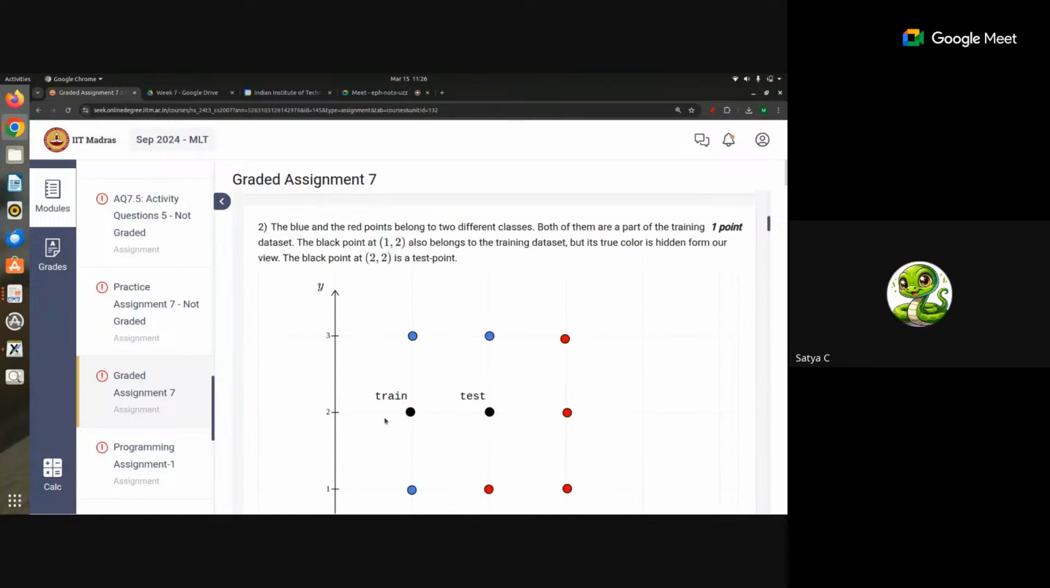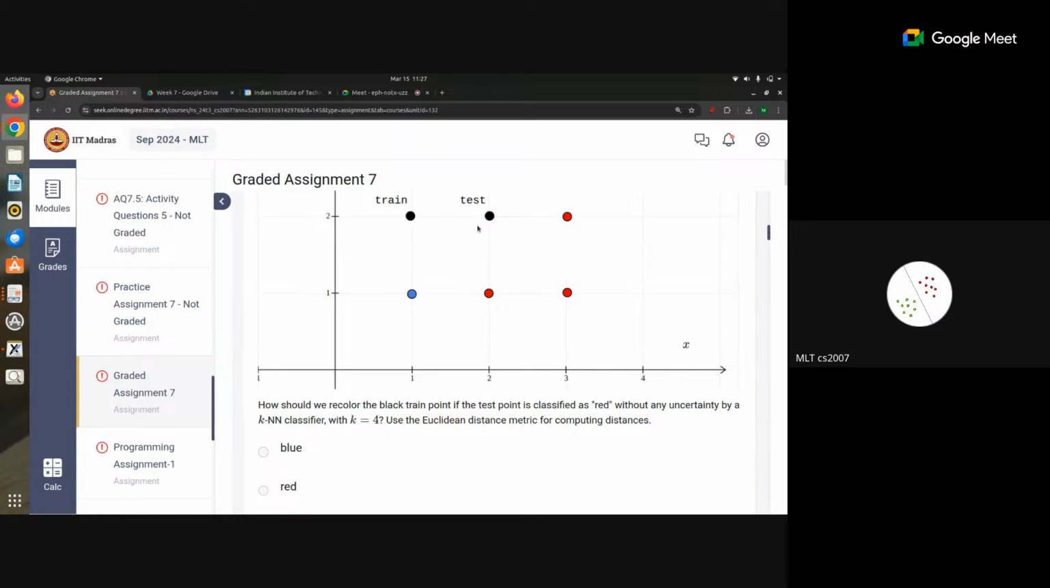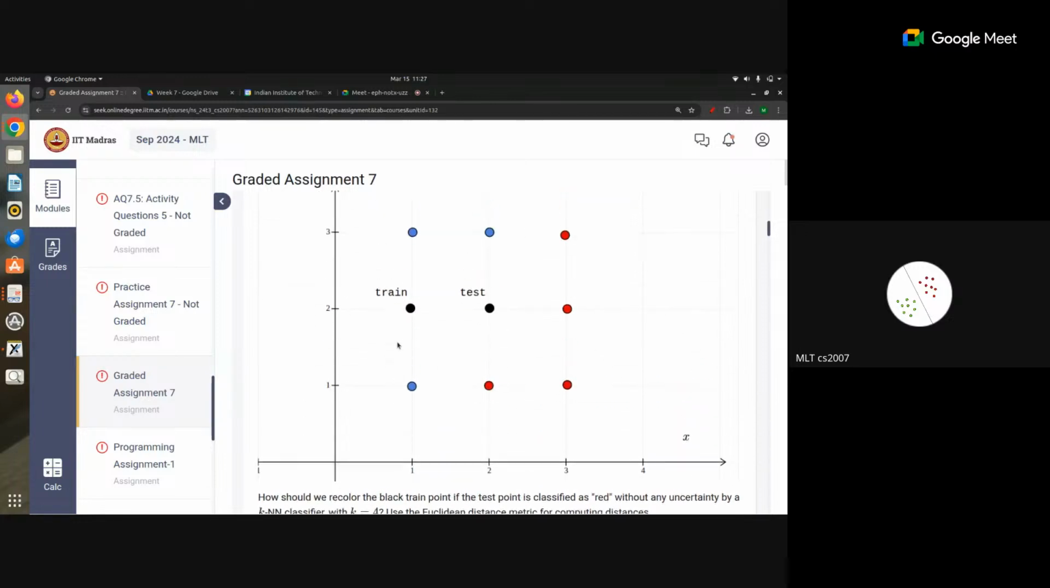The blue and the red points belong to two different classes. Both of them are part of the training data set. The black point at 1, 2 also belongs to the training data set, but its true color is hidden from our view. The black point at 2, 2 is a test point. So this is a test point, and this is a train point. How should we recolor the black train point if the test point is classified as red without any uncertainty by a k nearest neighbor classifier with k equals 4? So that is the question, right?